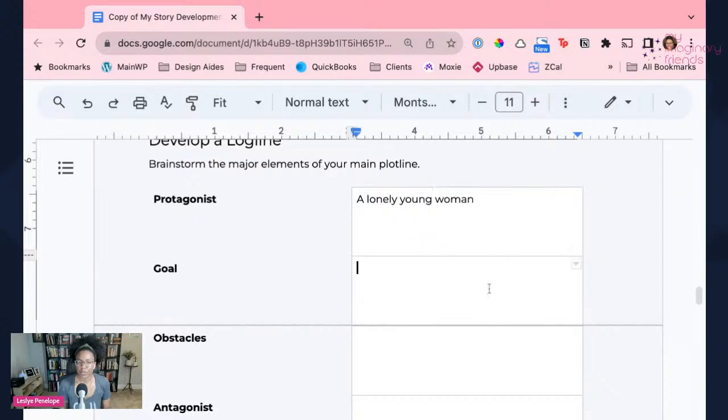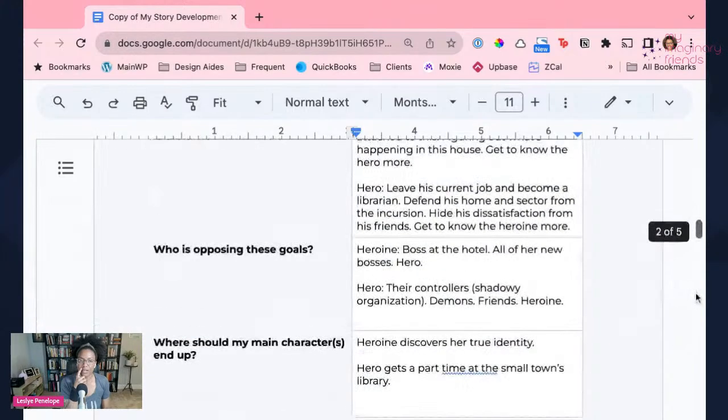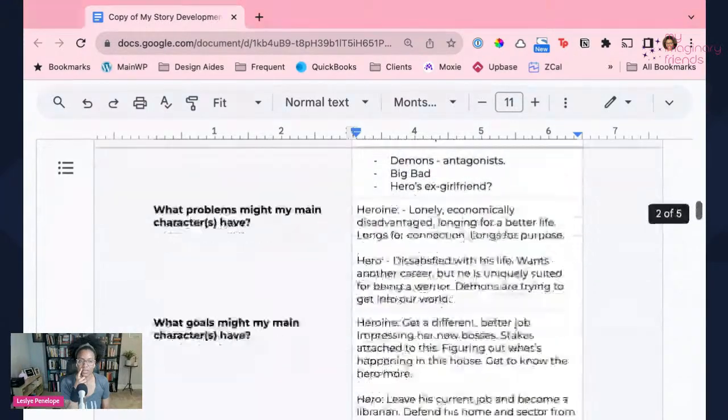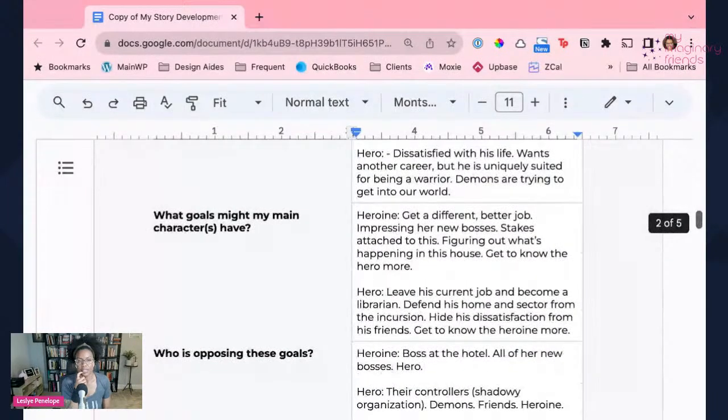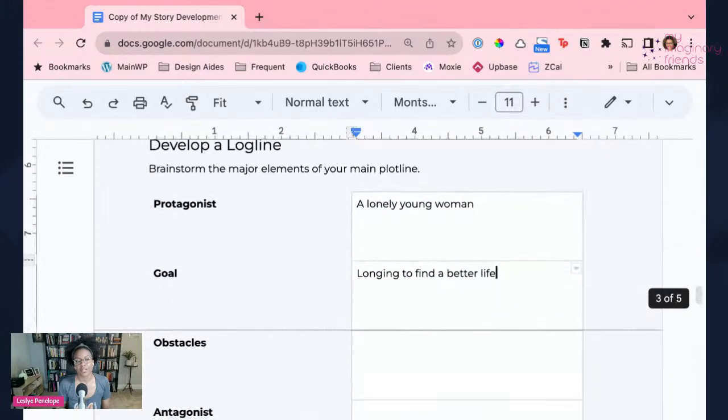So the protagonist, what is her goal? Longing to find a better life. It's one of her goals. We go back up and see, all right, what did I say her goals were? Better job, impressing her new bosses, figuring out what's happening. The ultimate story question is not whether she gets a better job or whether she impresses her bosses. The ultimate story question in that story spine that I mentioned is she's going to have to discover who she is. That's the point of the book.